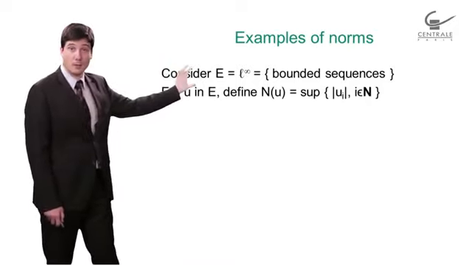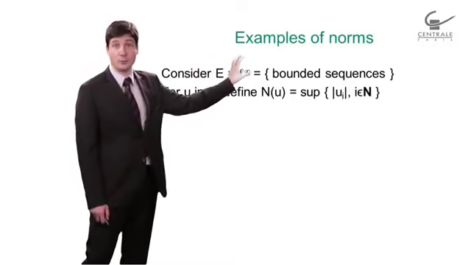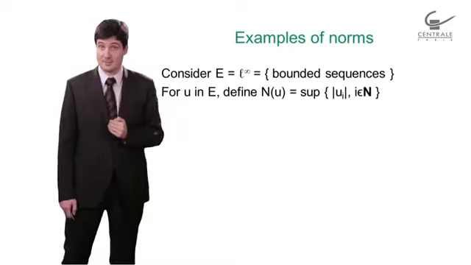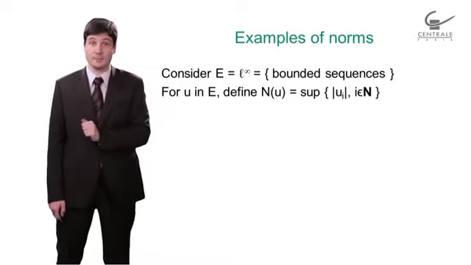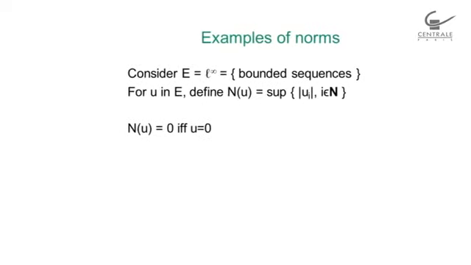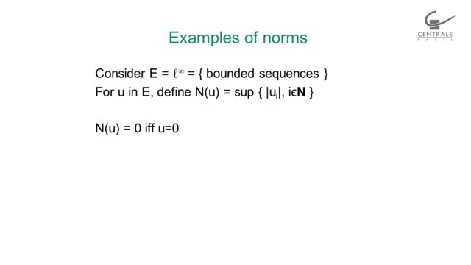n of u is the supremum of all of the absolute values of ui. Question: is n a norm on L infinity, on E? First criterion, n of u equals 0 if and only if u is equal to 0. Well, if n of u is equal to 0, it means that the supremum of the absolute values of the ui's is equal to 0, which means that each ui is 0, which means that the sequence is 0, 0, 0, all the way to plus infinity. So n of u equals 0 if and only if u is equal to 0.